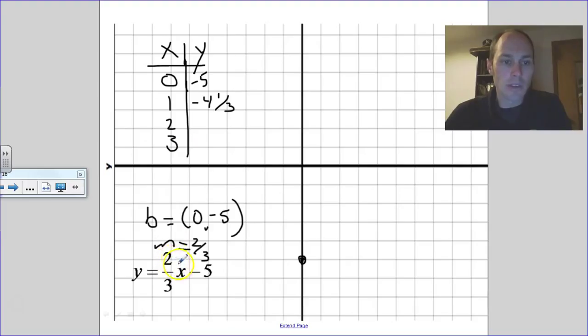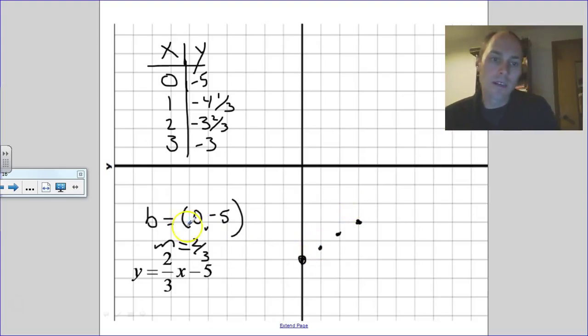2 times 2/3 is 4/3, or 1 1/3. Minus 3, -3 2/3. 2/3 times 3 is 2. Minus 5 is -3. So I could plot all those points. 1, -4 1/3 is roughly here. 2, -3 2/3 is about here. 3, -3.